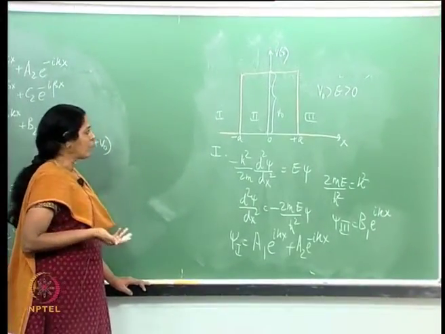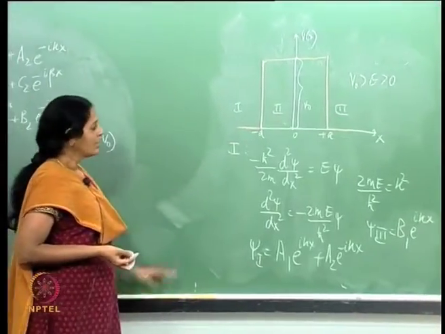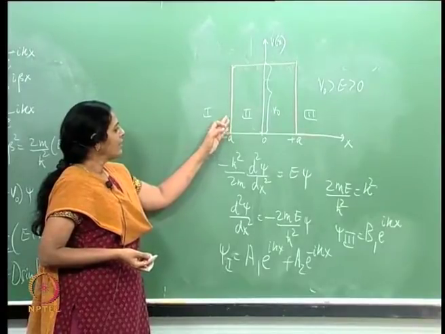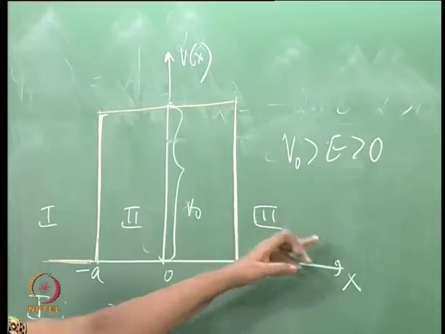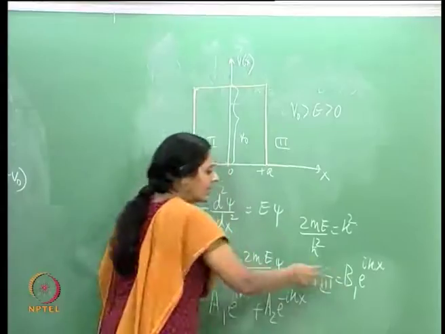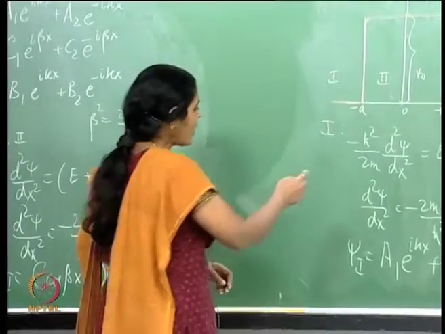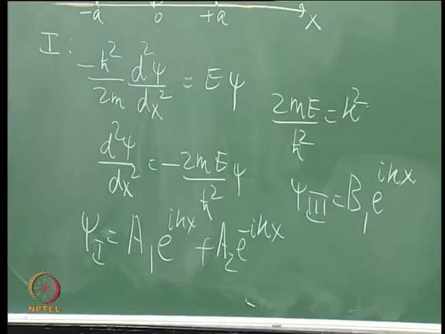So the problem posed is this: there is a wave with momentum plus h cross k in region 1, hits the barrier from this side, part of it gets reflected. The question is how much of it can tunnel across into region 3. Can you have a non-zero value for b1? Now as far as region 2 is concerned, we can always write out the equations for region 2.